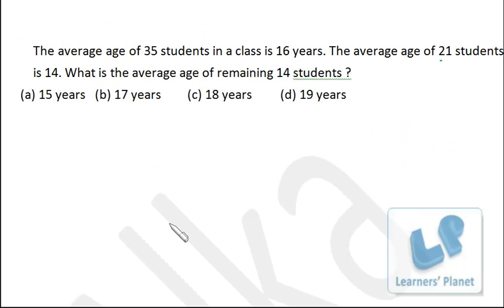Now we see this problem. The average age of 35 students in a class is 16 years. The average age of 21 students is 14. What is the average age of the remaining 14 students?